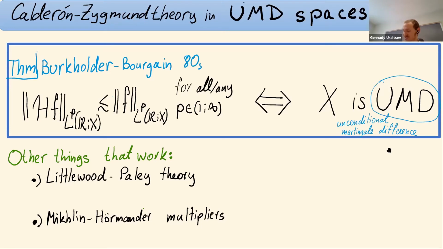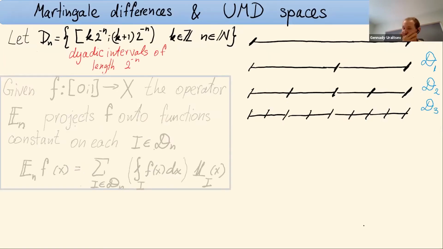So there's martingale. This is a probabilistic concept. Let's actually see what martingale we are talking about. We start with a very standard construction, and that is the filtration of dyadic intervals on a unit interval.